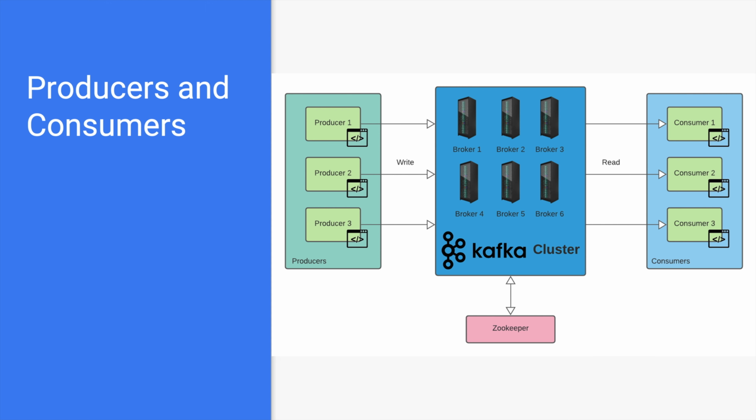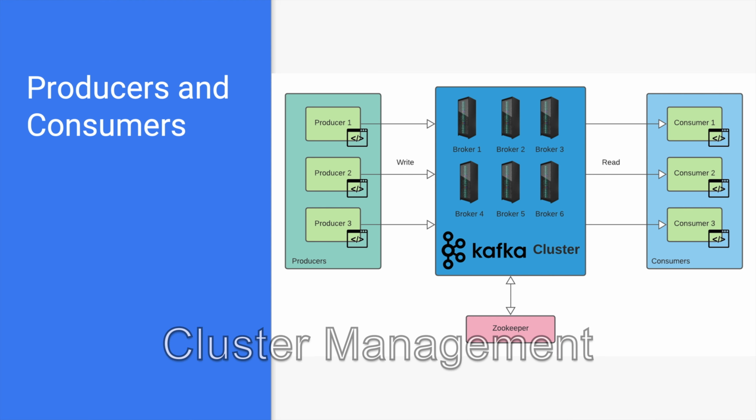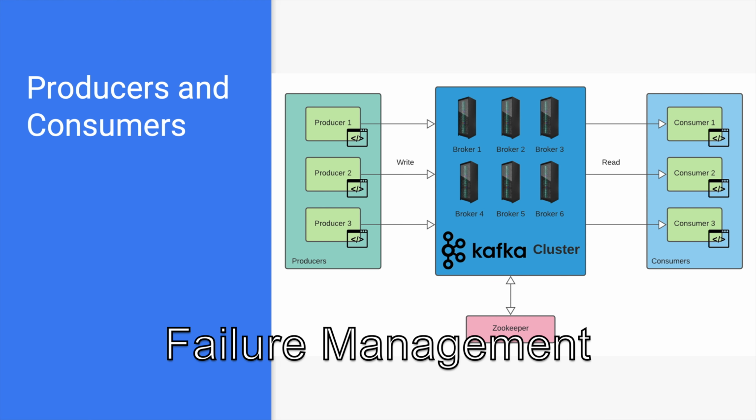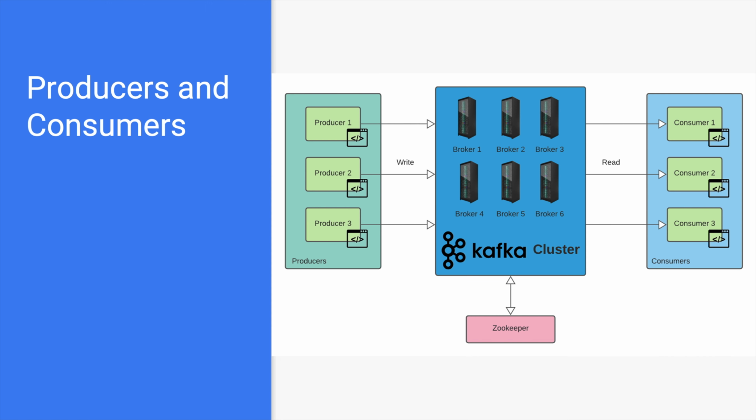Now, also in the diagram, you can see a lone rectangle below connected to the Kafka cluster. That is Zookeeper. Zookeeper is the one in charge of cluster management, and also in failure management, it decides which among the replicated brokers can be the new leader when a broker fails. And yes, brokers are replicated for redundancy, which makes Kafka a more fault-tolerant platform. ACLs or access control lists are also stored in Zookeeper.